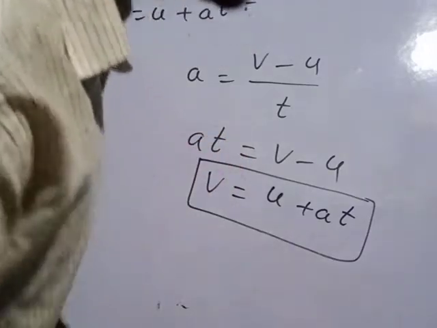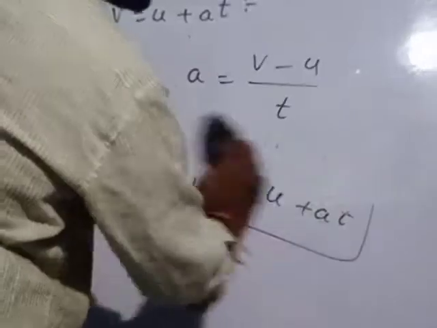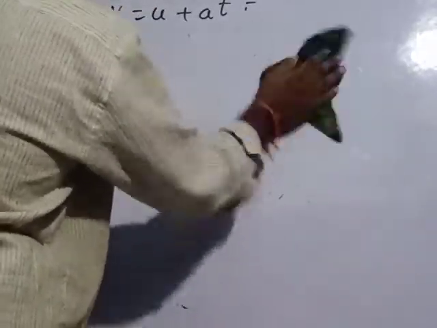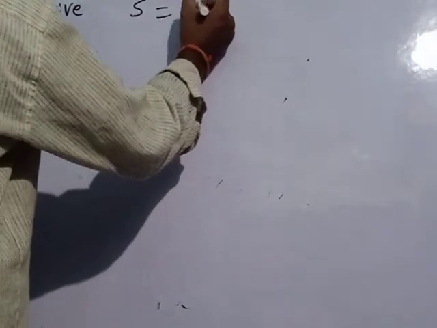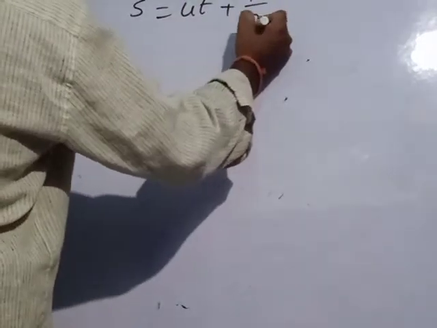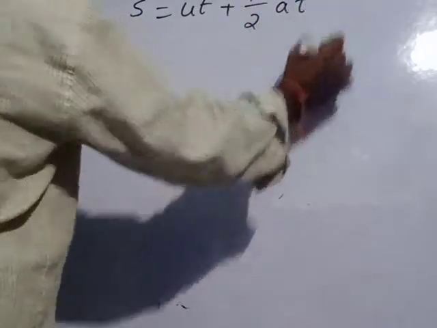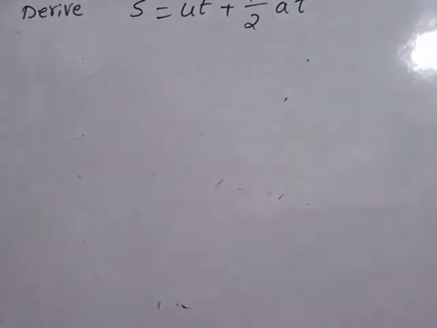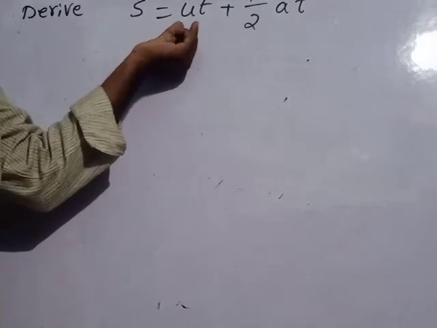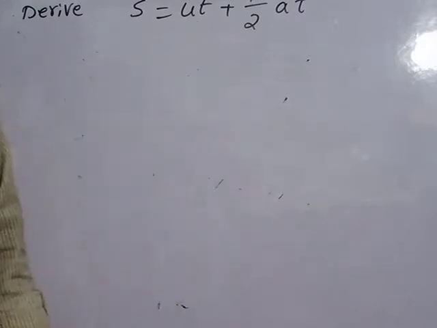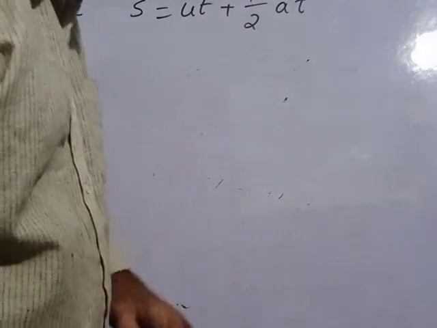Now the second equation. What is the second equation? S is equal to ut plus half at square. Now derive S is equal to ut plus half at square. Here S indicates the displacement, U indicates the initial velocity, T means time, and A indicates the acceleration.